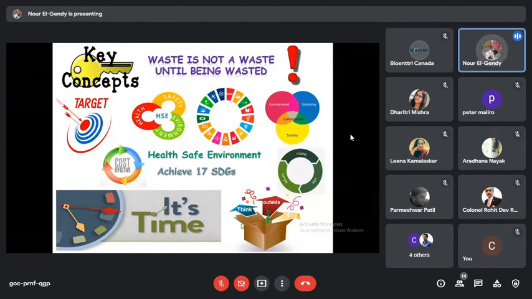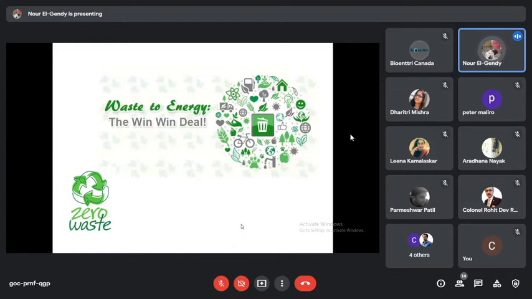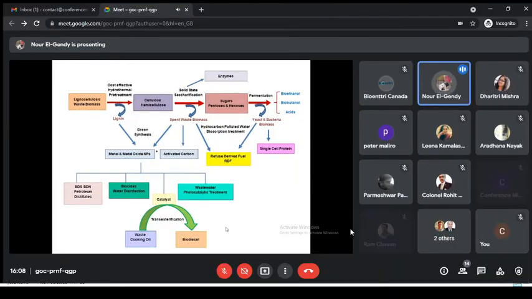Our target, as I said before, is a healthy and safe environment, and to apply the SDGs. So it's time to think out of the box and solve this problem. Waste to energy is a win-win deal and reaching zero waste. This diagram shows you, for example, some solutions by applying lignocellulosic waste biomass.